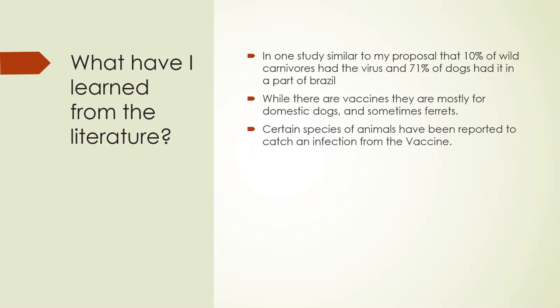I also learned that while there are vaccines, most of them are for domestic dogs. There are many different vaccines for it due to the amount of different strains. Some of them will also cover ferrets, but there were also reports that ferrets can get vaccine-induced canine distemper. Certain species of animals have been reported to catch an infection from the vaccine itself. So this is something that makes it so difficult to treat and also prevent.